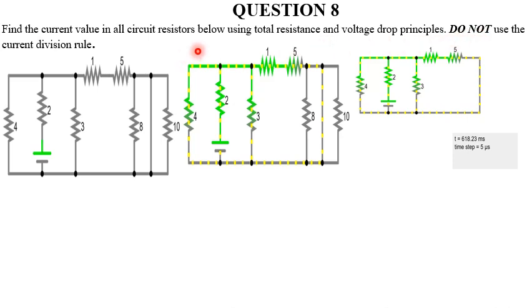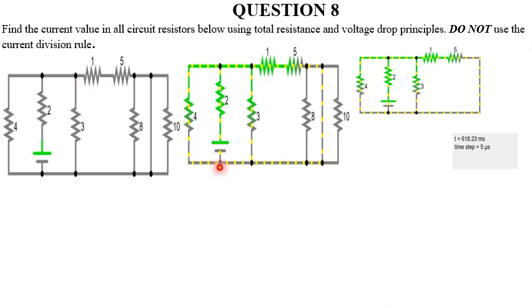You might have seen it. This example is similar to your assignment 1, but it is not the same. It says find the current in all the circuit resistors below using total resistance and voltage drop. Do not use the current division rule.